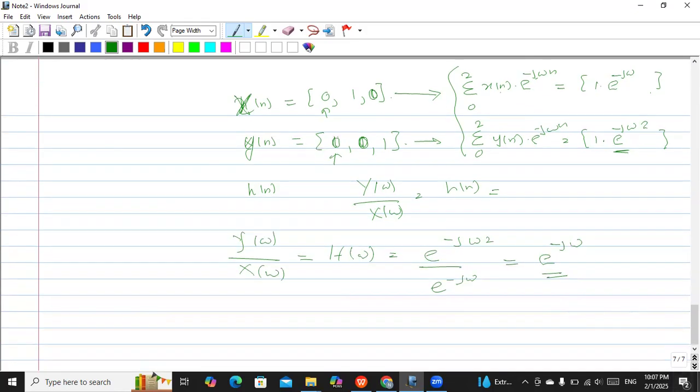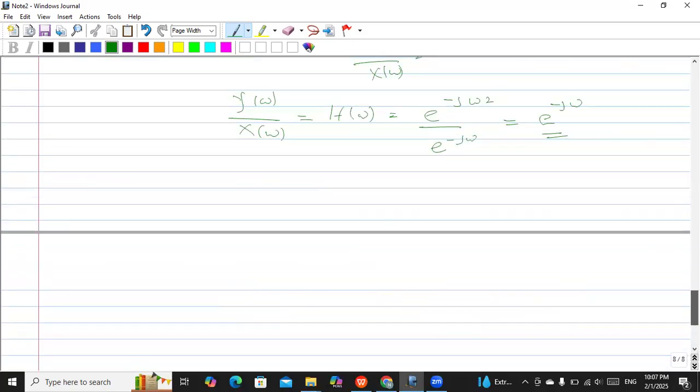To find that, what we need to do? To find hn, you need to apply the inverse Fourier transform to the H omega. But to apply the inverse Fourier transform, you need to do an integration, 1 over 2π integration, e to the power minus j omega, e to the power j omega n d omega, no? So this integration you need to find within 2π.